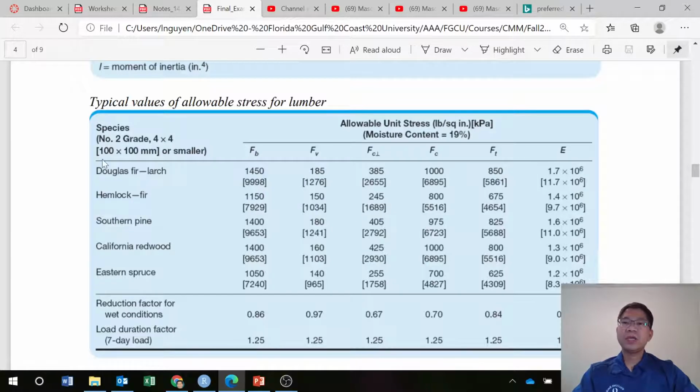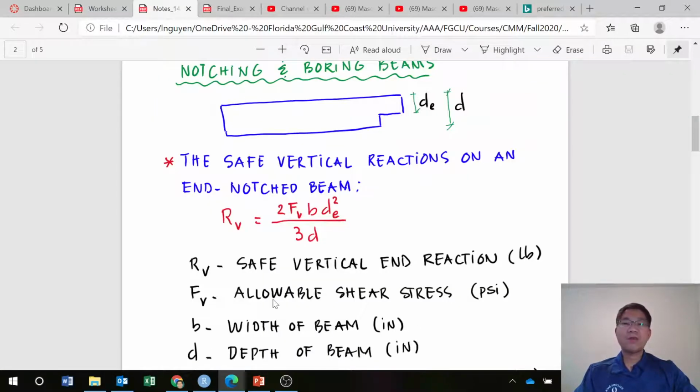And you can see here different types of wood: Douglas fir, hemlock, southern pine, California redwood, aspen, spruce. The FV values are not the same, and it is measured in pounds per square inch if we use the foot-pound system. For example, for southern pine, 180 pounds per square inch. In SI units, it will be 1241 kilopascals, as you can see there. So that is the allowable shear stress, and it depends on the different type of wood that we use. That is the FV we are talking about.